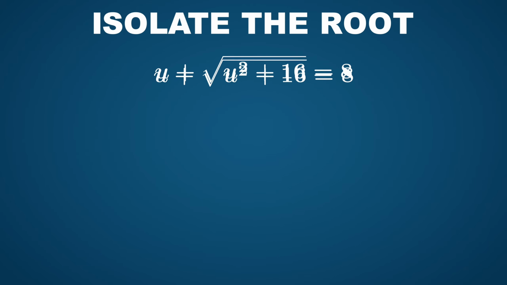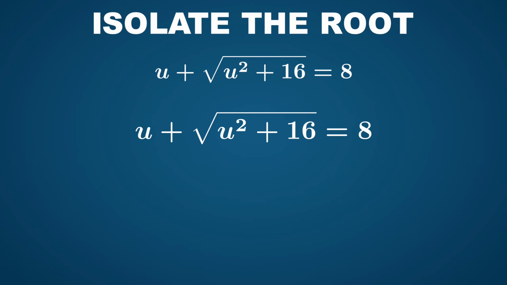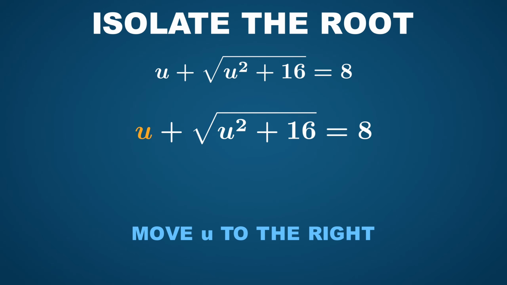To solve this new equation, we need to isolate the square root expression completely. We want the radical term to be alone on one side of the algebraic equals sign. We can accomplish this by moving the solitary variable u over to the right side. We subtract the variable u from both the left and right sides of the current equation.